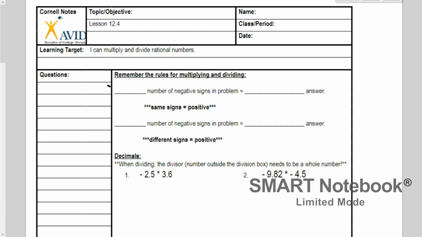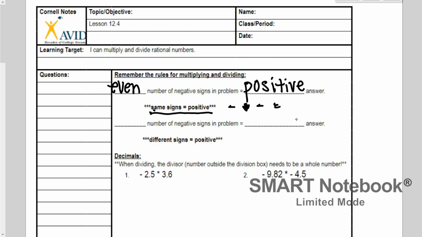So if there's an even number of negative signs in a problem, that means it's going to have a positive answer. Okay, so if there's two numbers in the problem, that means if they have the same sign, it's going to be positive. What that means is that a negative times a negative equals a positive.